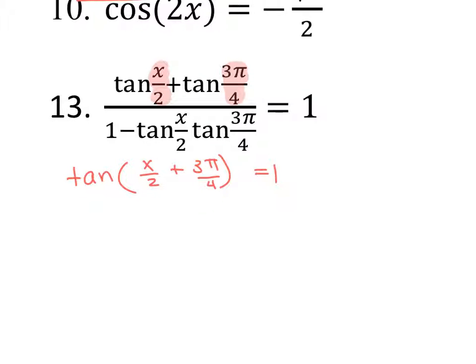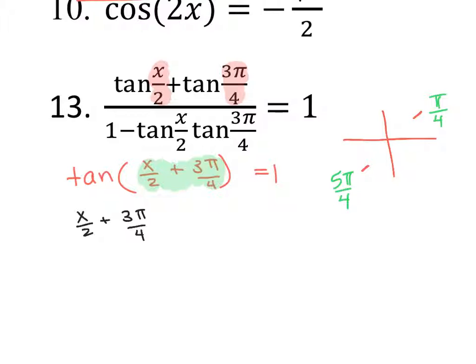So that means that pi over 4 is a positive number, so that puts the angle in the first and the third quadrant. So the angle x over 2 plus 3 pi over 4 is equal to either pi over 4 or 5 pi over 4. So we have to solve for x separately for each one of them. That gives me x over 2 plus 3 pi over 4 equals pi over 4, and x over 2 plus 3 pi over 4 equals 5 pi over 4.